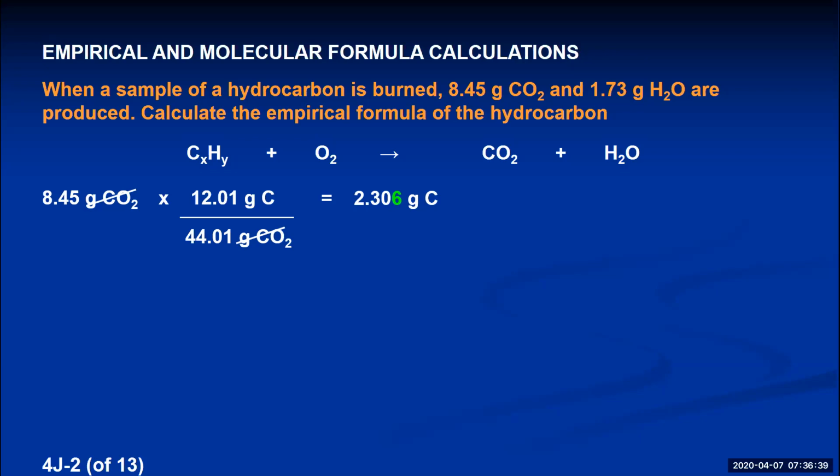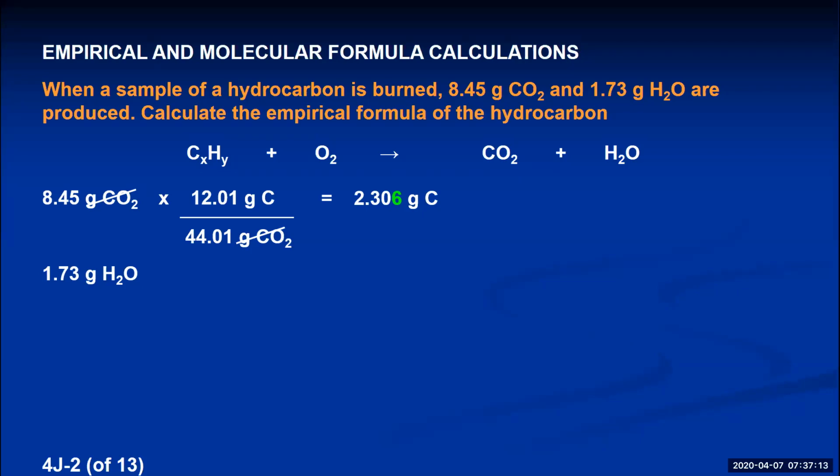in our original hydrocarbon. We're going to use a similar technique to calculate the amount of hydrogen in our unknown hydrocarbon. If we produced 1.73 grams of water, where did all the hydrogen in the water come from? The hydrogen had to come from the hydrocarbon. That's the only source of hydrogen on the reactant side. So the amount of hydrogen in water here is exactly equal to the amount of hydrogen in the original unknown hydrocarbon. Calculating the molar mass of water, we know it weighs 18.02 grams per mole.